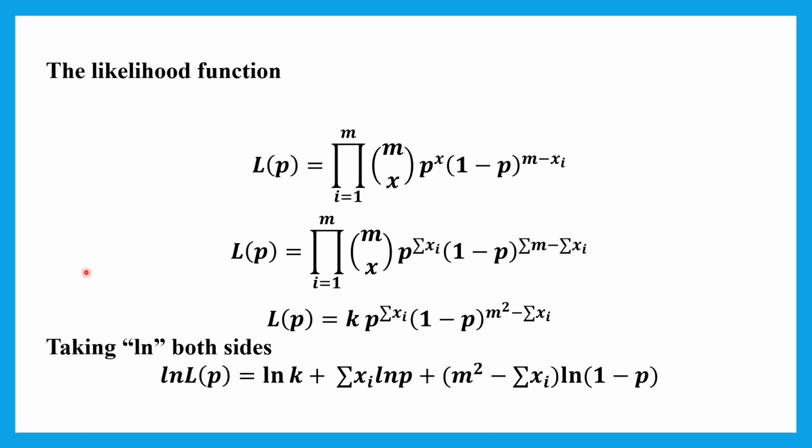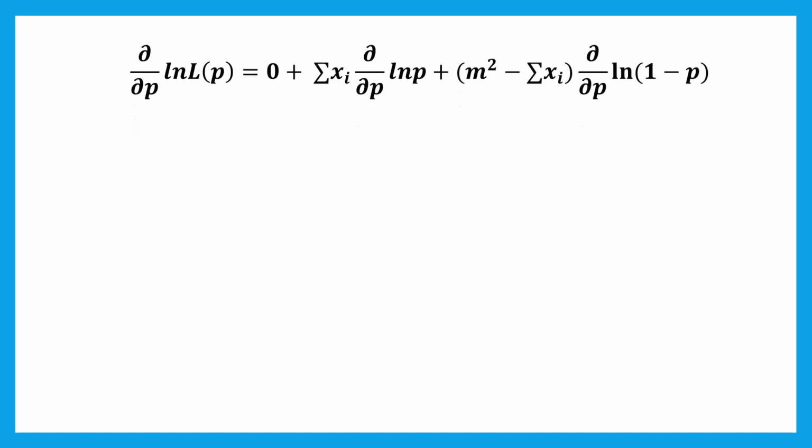Now we will differentiate the log likelihood function to get the MLE for the parameter after putting the first derivative of the log likelihood function equal to 0. Let's see how we do it. Differentiate with respect to p. The derivative of ln k is 0. Summation xi will remain as it is, into the derivative of ln p. Similarly, m square minus summation xi will remain as it is, into the derivative of ln 1 minus p.